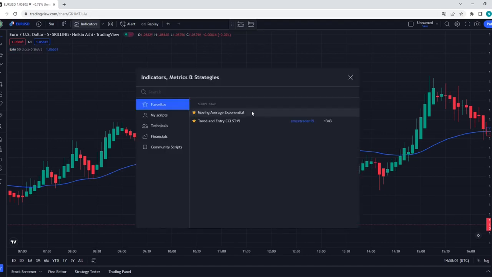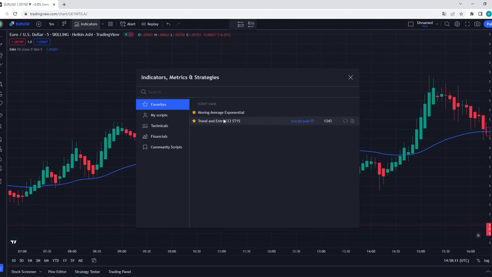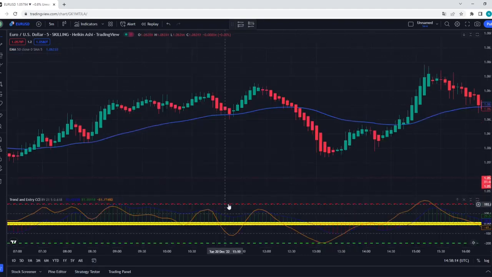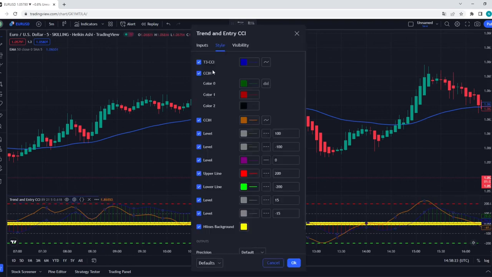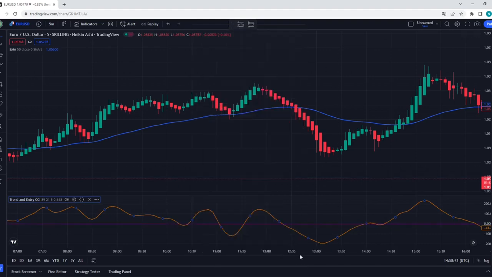The second indicator that we need is the trend and entry CCI ST15 from Stock Trader 15. So we will load it up right here. And as you can see, it looks maybe a little bit messy right now, but don't worry, we do some changes to clean it up because we don't need all these lines and information. The only 2 indicators that we want are the CCIH and the level with the 0. So we uncheck all other boxes. So we only have 2 boxes checked, the CCIH and the level 0. Click OK, and that is how our chart should look at the end.